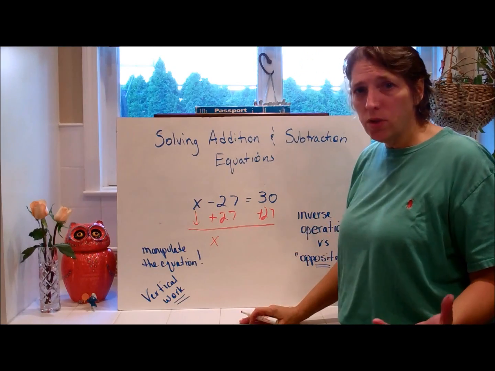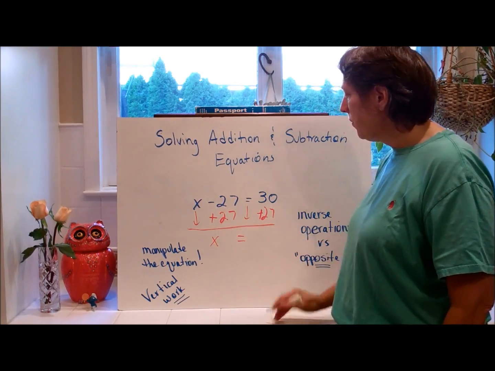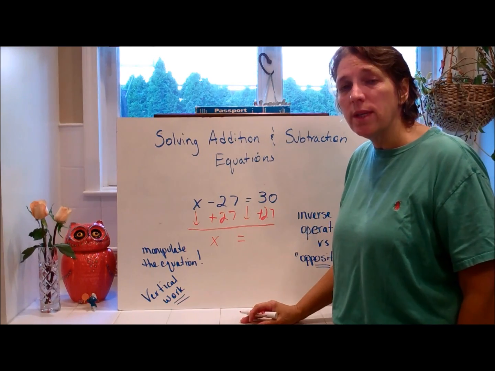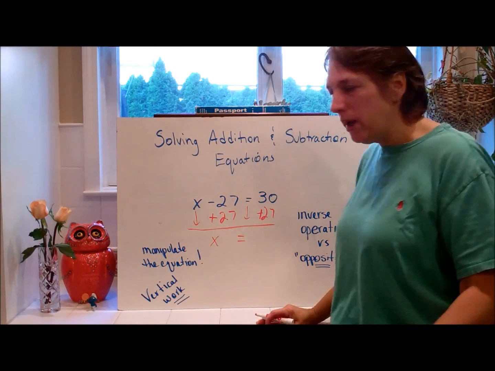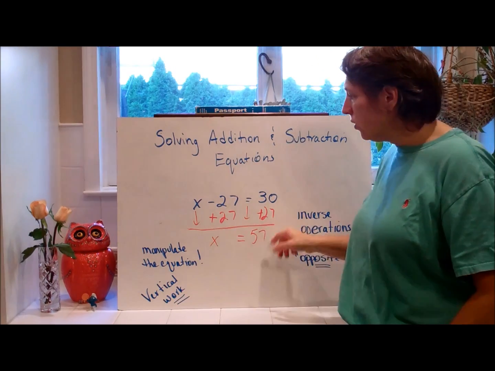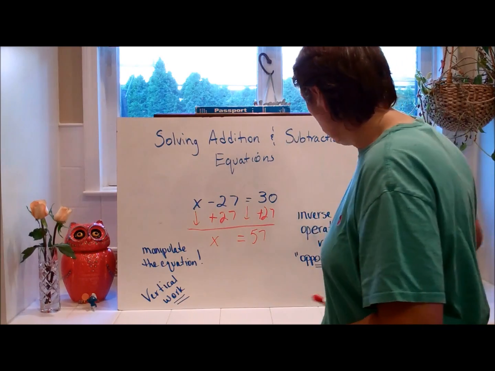And then we come over here and we go 30 plus 27. You must put plus 27, not just 27. You must show that. That's important later. So we get x equals 57. We do a quick mental check and say, oh, 57 minus 27 is indeed 30.